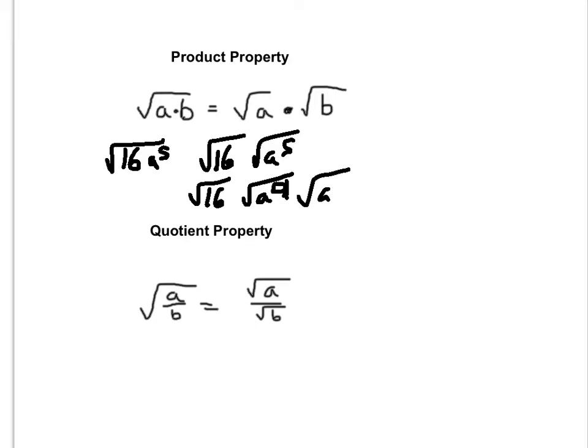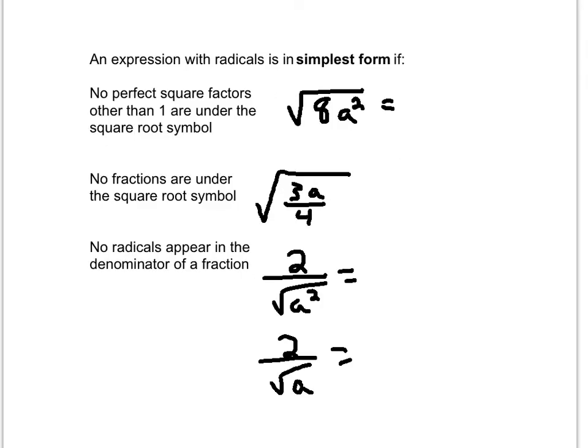Then we finish this off: the square root of 16 is 4, the square root of a to the 4th is a squared, and with the square root of a, we just leave it, simplified. So that's the product property, breaking it apart or putting them together. And then the quotient property: if we've got a fraction underneath a radical, we split it up into the square root of the top and the square root of the bottom. Let's go on to the next slide for some more review.